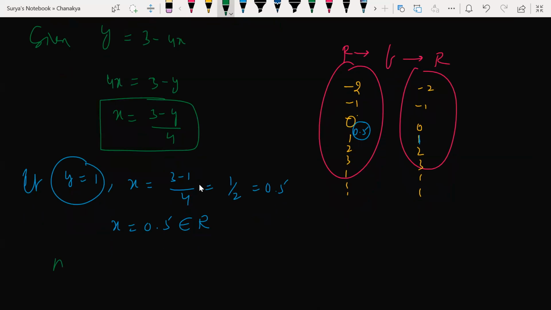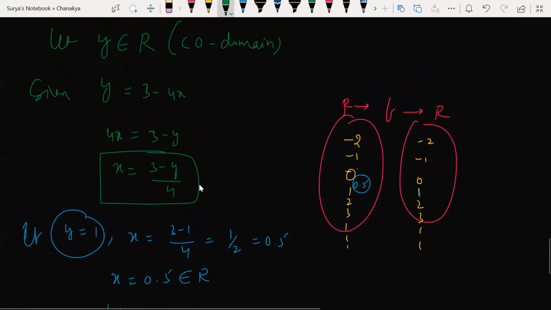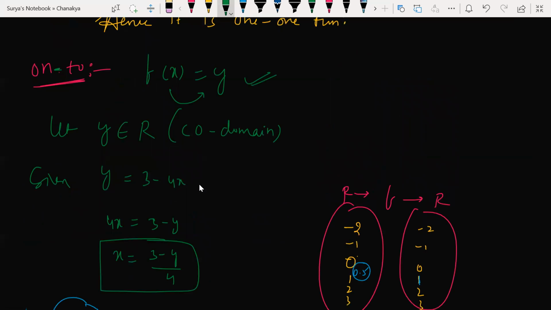Now f of x is equal to what? 3 minus 4x. What is our ultimate aim? We have to prove f of x is equal to y. That is my ultimate aim, so that I can say that it is an onto function. Clear?